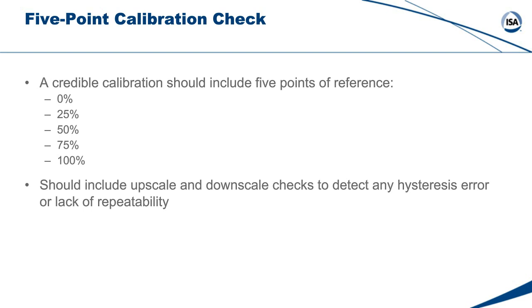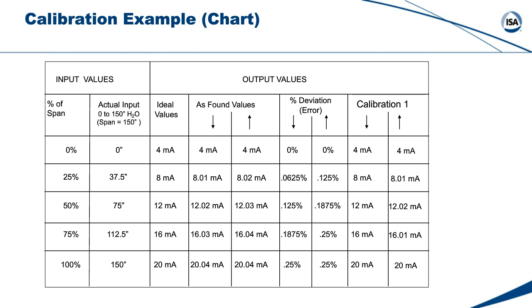Here's an example of a completed calibration chart. This shows the ideal and measured values for each percent of input of span we use in the calibration. We always take the values from 0 to 100% as we find the transmitter prior to making any adjustments.